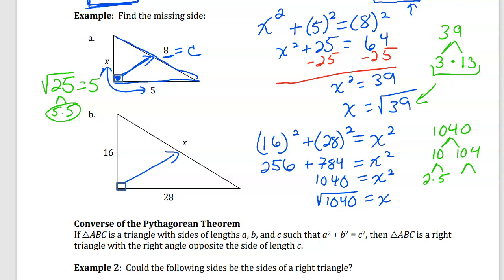104 divided by 2 is 2 times 52. Well, 52 is even, so I'm going to divide by 2 again. So that's 2 times 26. And as I divide down, I'm going to mark out what I've broken down. 26 divided by 2 is 2 times 13. So notice now I have 1, 2, 3, 4 2's. I have a 5 and I have a 13.